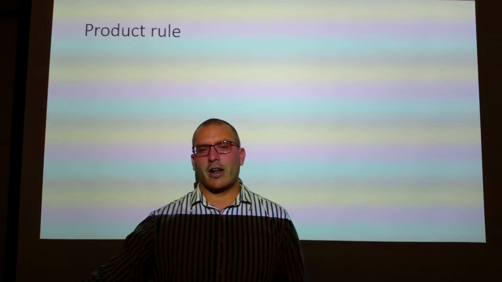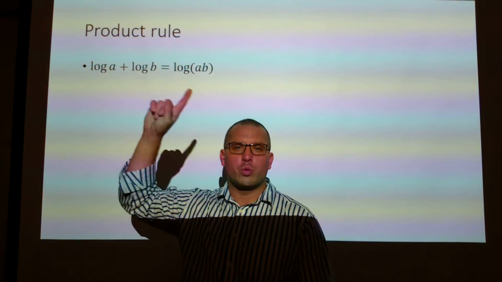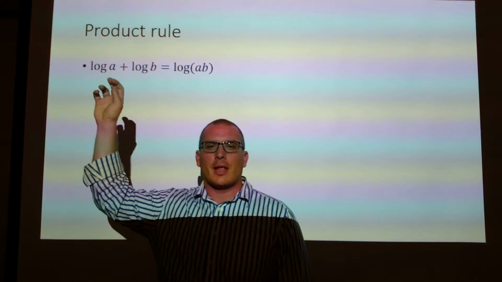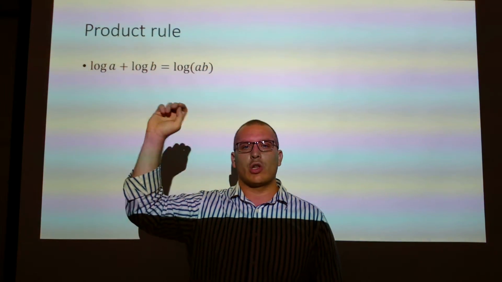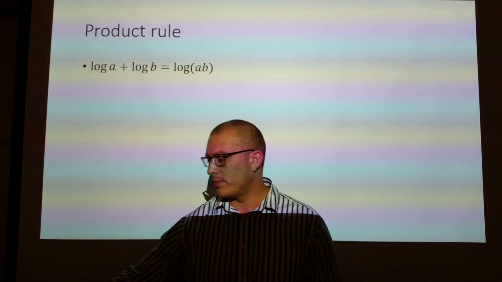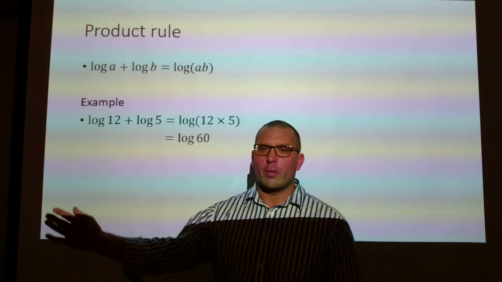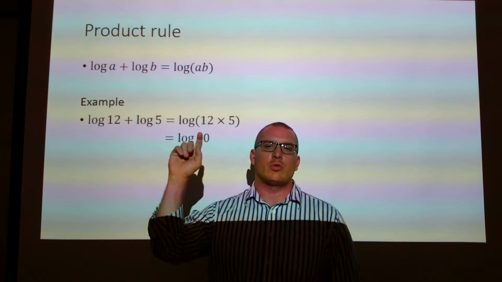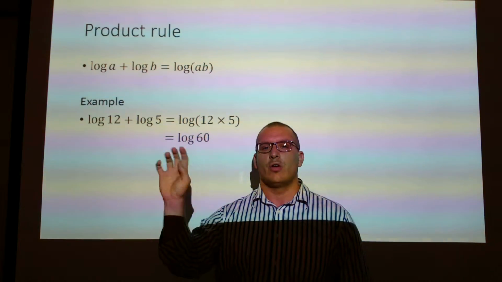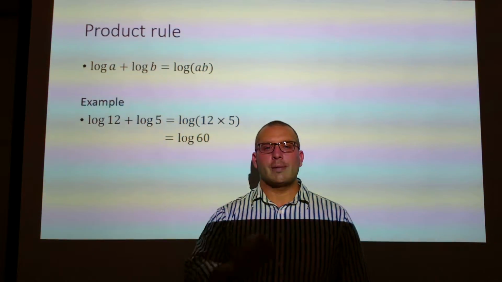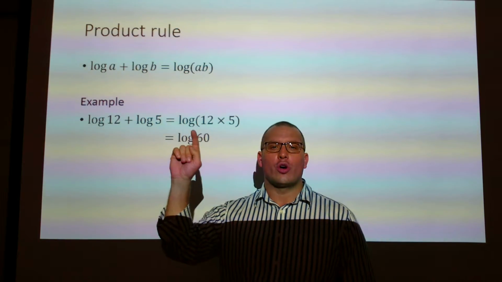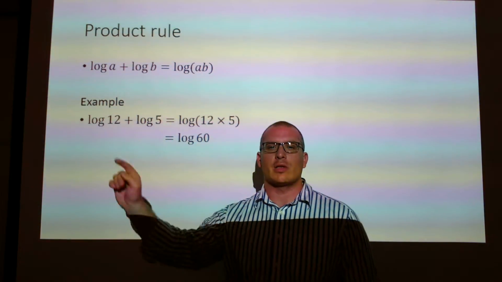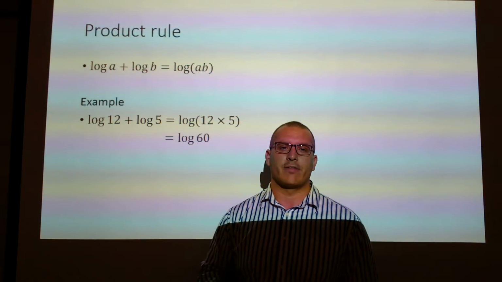Next one is the product rule. Remember, these rules work in both directions. So log of A plus log of B is equal to the log of A times B. So here we might have log of 12 plus log of 5 is equal to log of 12 times 5, which is log 60. Same as if you're in class and you saw log of 12 times 5, you'd have to think, I know that's the same as log 12 plus log 5.